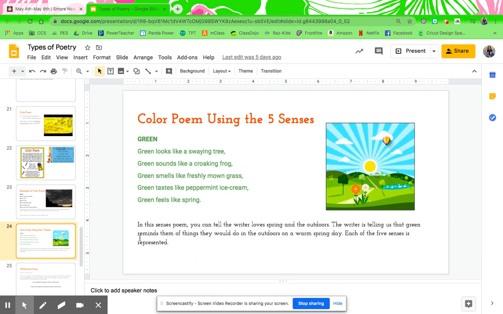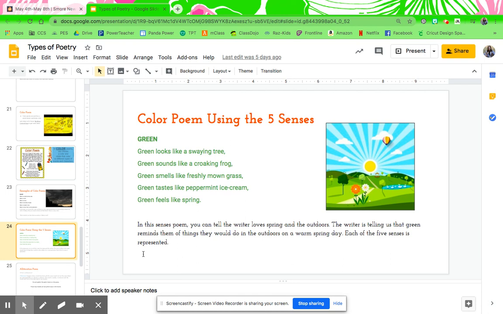So look, sound, smell, taste, and feel. We've got all 5 senses for the word green. Now, it's an opposite poem compared to the black one. This one's more upbeat, uplifting, and lighter. In the senses poem, you can tell that the writer loves spring and the outdoors. The writer is telling us that green reminds them of things that they would do in the outdoors on a warm spring day. Each of the 5 senses is represented.